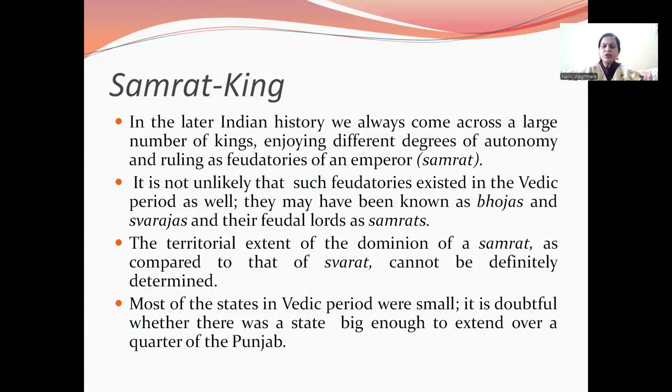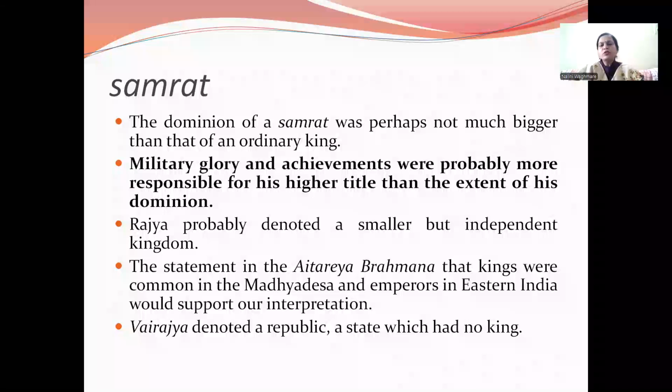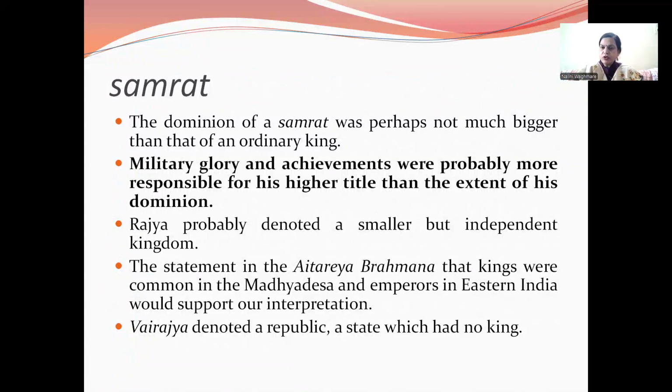The territorial extent of the dominion of a Samrat as compared to that of a Swarat cannot be definitely determined. Most of the states in the Vedic period were small. It is doubtful whether there was a state big enough to extend over a quarter of the Punjab. The dominion of a Samrat was perhaps not much bigger than that of an ordinary king. Military glory and achievements were probably more responsible for his higher title than the extent of his dominion. Rajya probably denoted a small but independent kingdom.